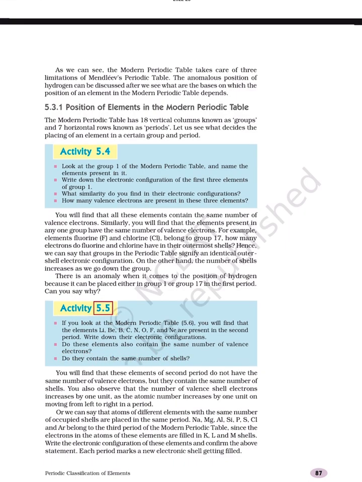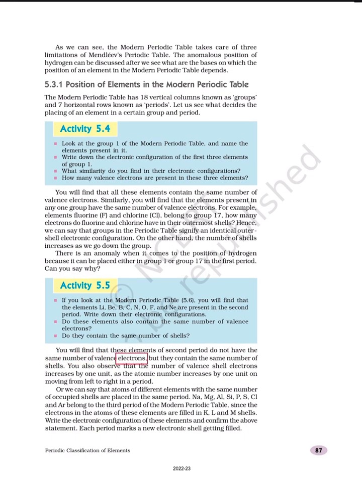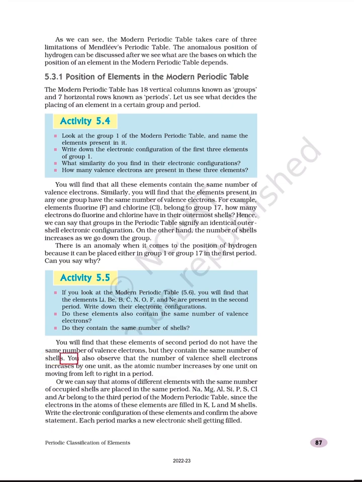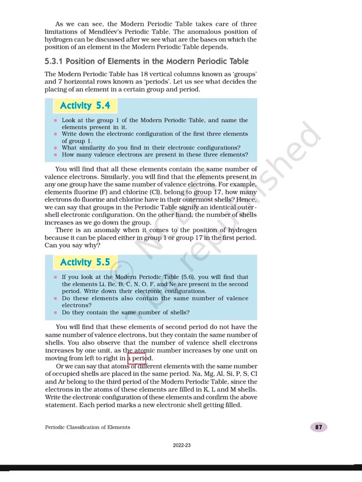Activity 5.5. You will find that these elements of the second period do not have the same number of valence electrons, but they contain the same number of shells. You also observe that the number of valence shell electrons increases by 1 unit as the atomic number increases by 1 unit on moving from left to right in a period.